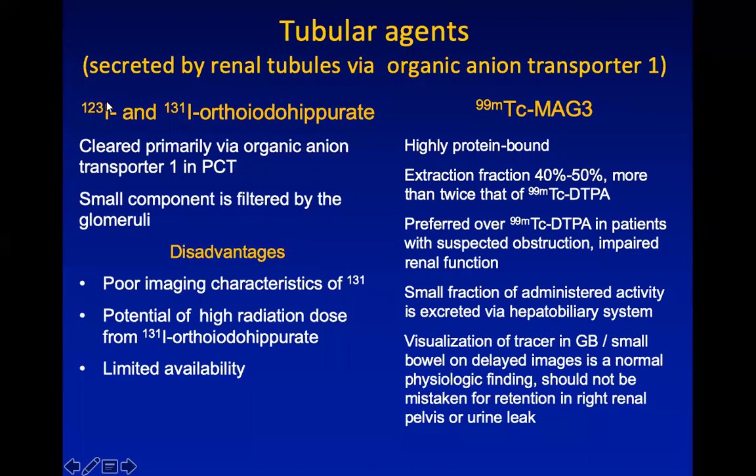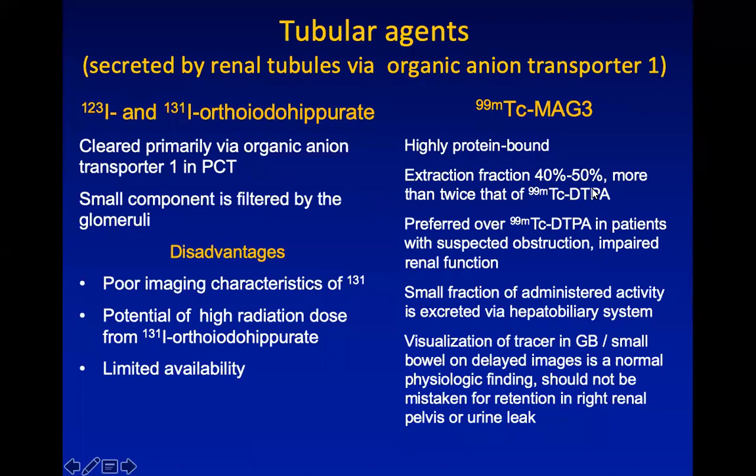Unfortunately, I-123 is a cyclotron product which is not available in this country. It has a short half-life of 13 hours, so it's not really available to us for use. And I-131 has very poor imaging characteristics with a high radiation dose. So this is not a very good choice either. Which is why the OIH agents are not really used in routine practice in this country. Wherever I-123 is available, you'll have OIH scans being done.